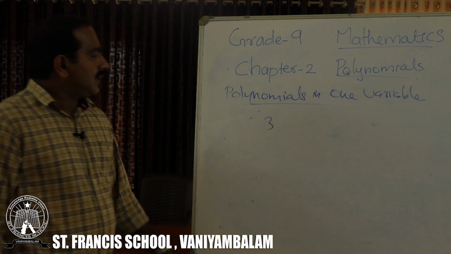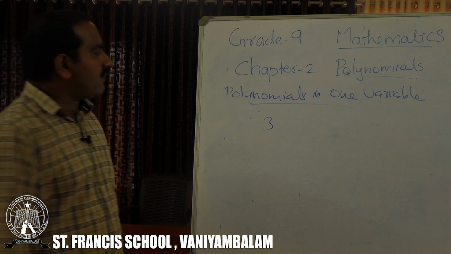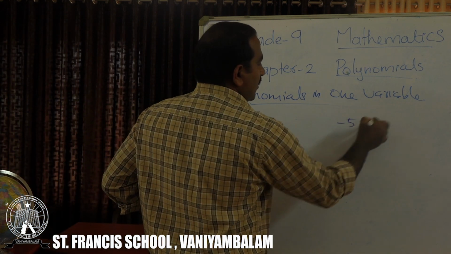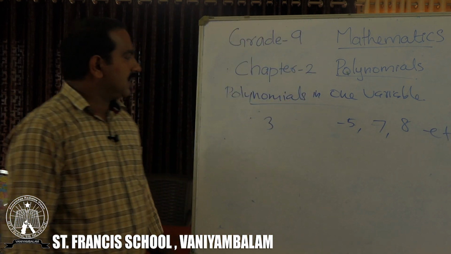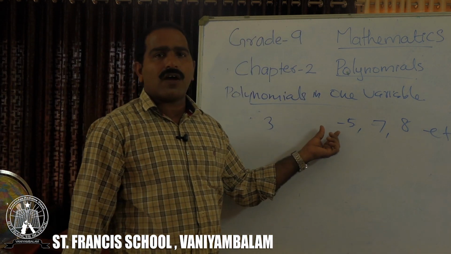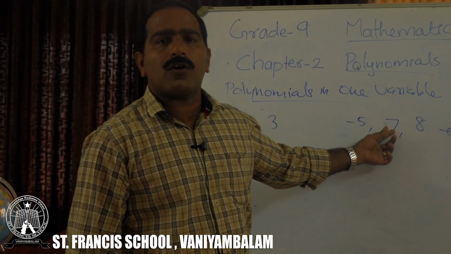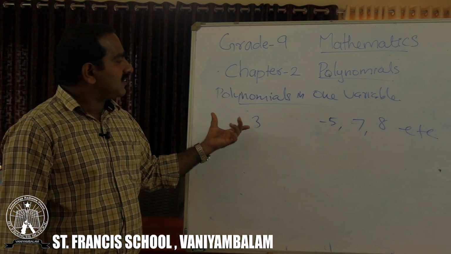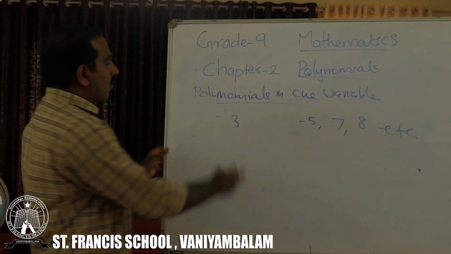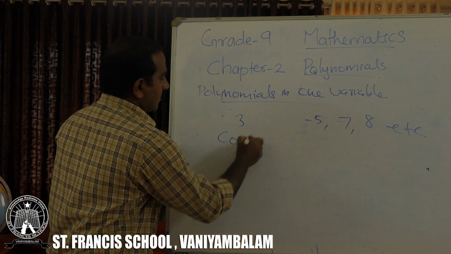Now 3 is also a polynomial. In fact, minus 5, 7, 8, etc. are polynomials. 3 is a polynomial, minus 5 is a polynomial, 7 is a polynomial, 8 is a polynomial. All these are polynomials, and this type of polynomial is called a constant polynomial.